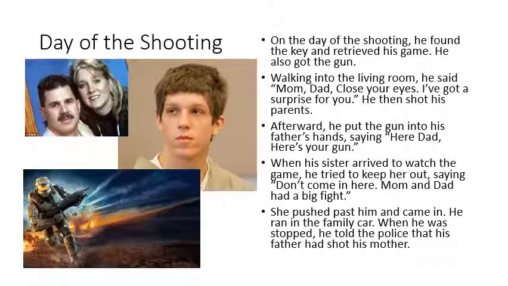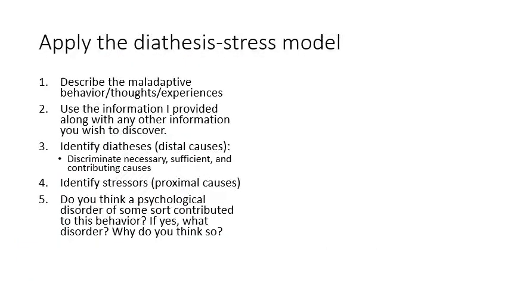What I would be looking for you to do, what you will want to do for this, is to apply the diathesis-stress model to one of these two cases. So first off, you'd want to describe the maladaptive behavior, thoughts, experiences. Then find any information you want to use. So if you watch the movie, you'll maybe want to go back and review it and jot some things down. In this case, maybe there's other information that you can find or that you'd be interested in finding. Otherwise, you can use what I've provided.